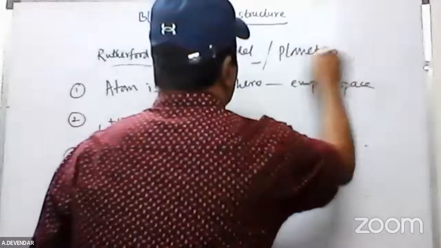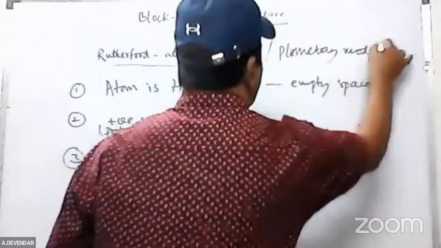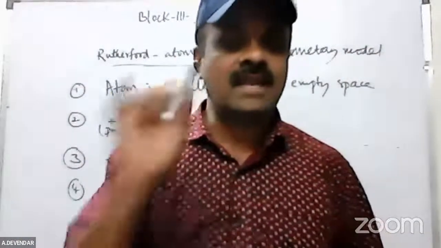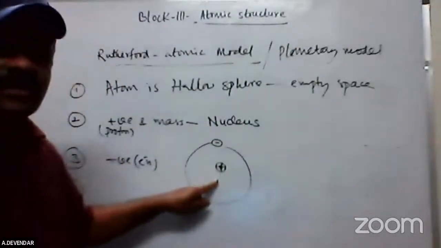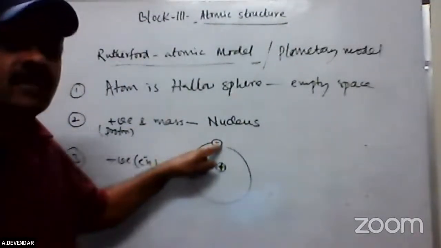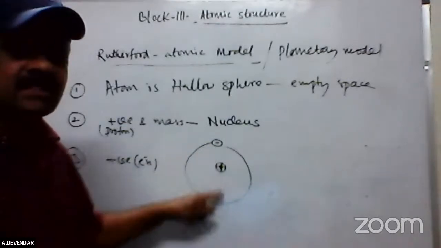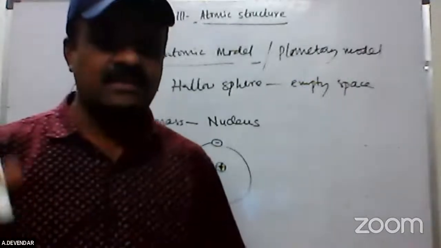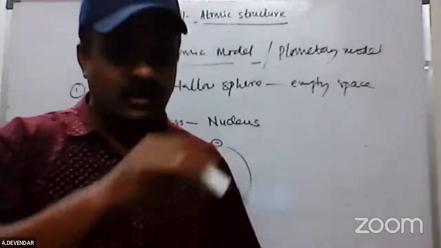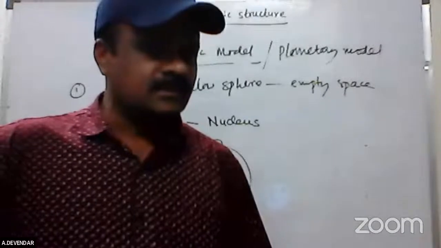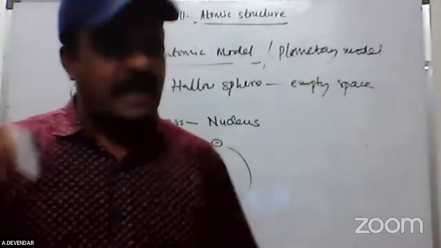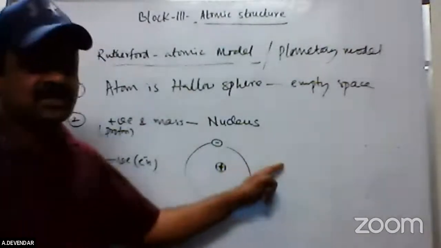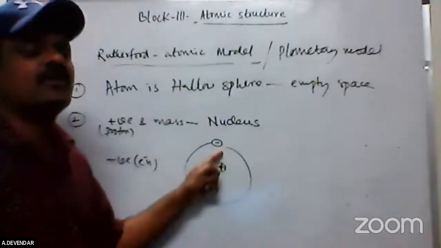Planetary atomic model. Planetary model means why? The sun is at the center, and the remaining planets are revolving around the sun. Here the sun means the nucleus. The nucleus is at the center, and the electron is revolving around the nucleus. Our earth is rotating around the sun, our earth being the third planet. You have Venus, Mars, and whatever planetary system is there, just like that the electron also revolves around the nucleus.